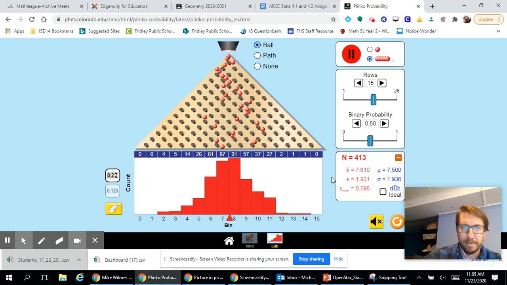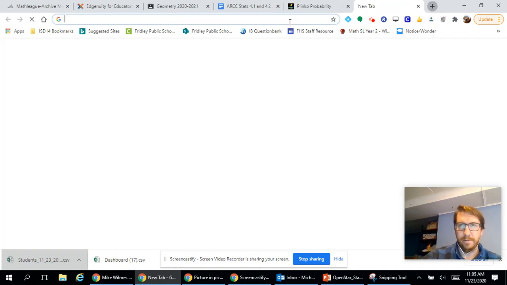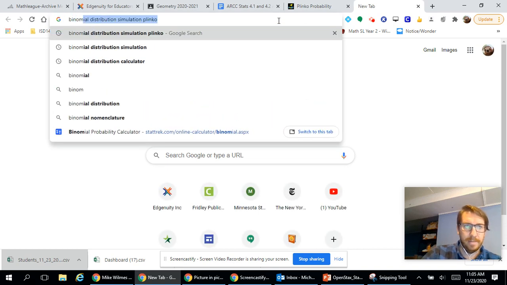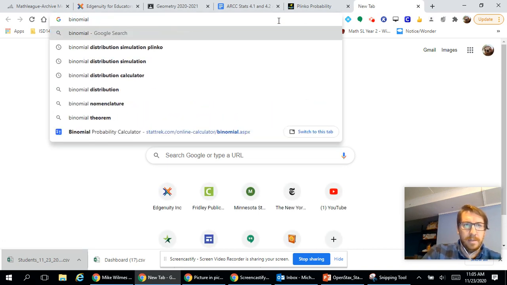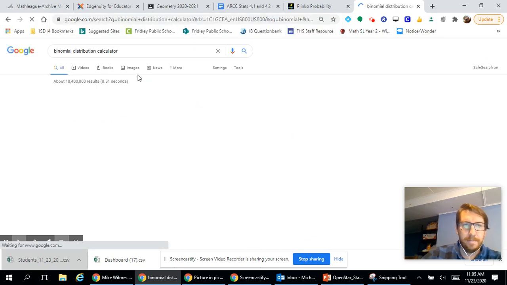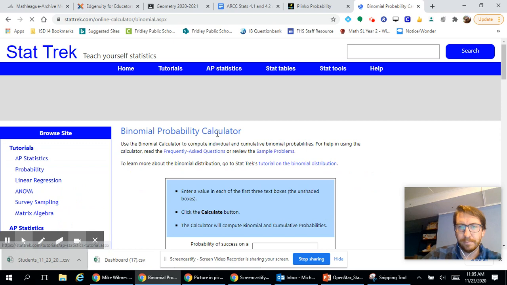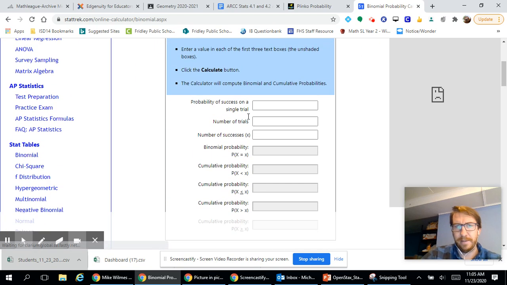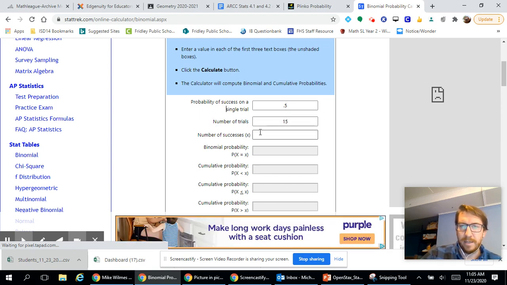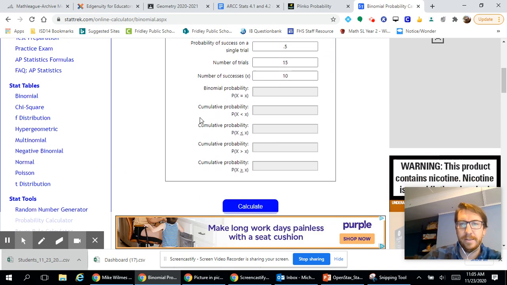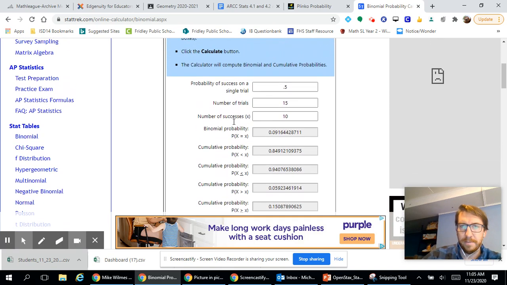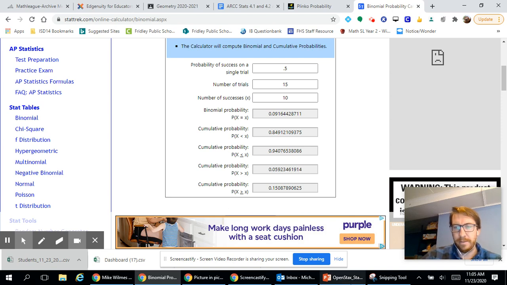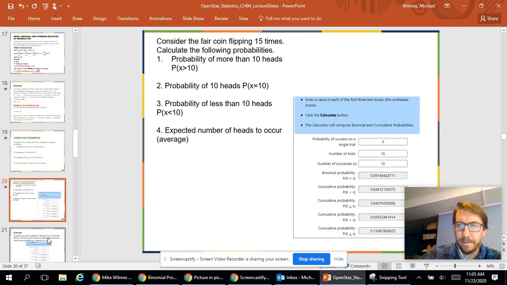So instead of running the simulator, we probably want to learn how to calculate these. And so to calculate these, what we're going to do is go to the binomial distribution calculator. And I linked this in our agenda. And we can use our graphing calculator for this as well. Probability of success, so for our coin flipping example, 0.5, 15 trials, and we're looking for 10 successes. So we go down here and we calculate. And I copied those into my sheet right here.